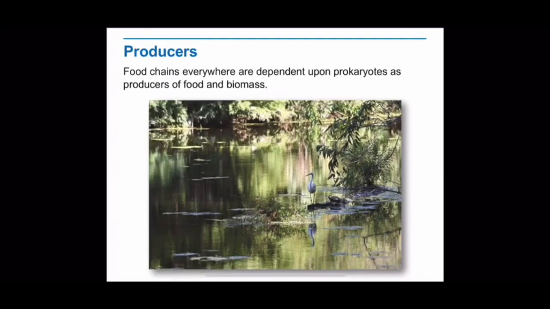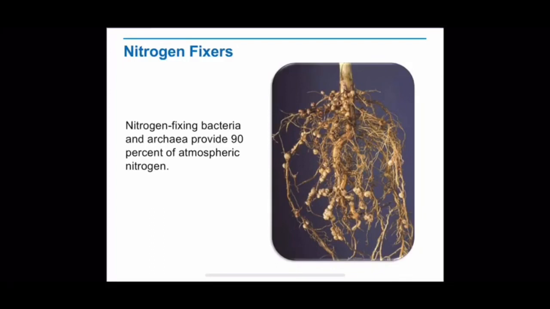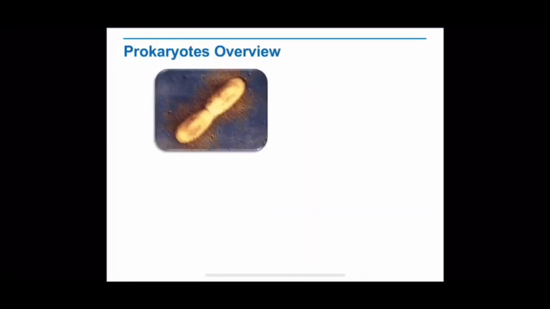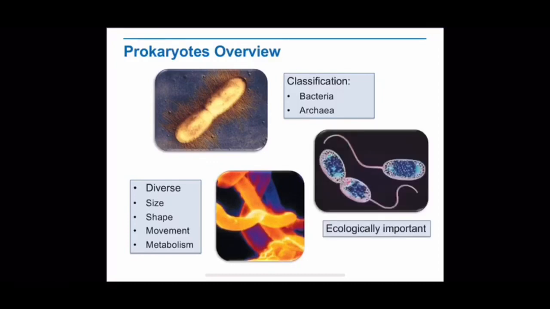Producers. Food chains everywhere are dependent upon prokaryotes because they are producers of food and biomass everywhere. And also, nitrogen-fixing bacteria and archaea provide 90% of the atmospheric nitrogen. An overview of our lesson is that the classification of prokaryotes is divided into 2 groups, bacteria and archaea. They are diverse in size, shape, movement, and metabolism. And finally, they are extremely ecologically important.